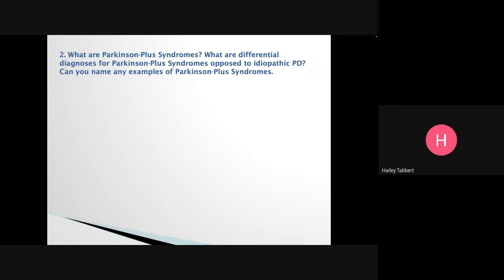So what are Parkinson's plus syndromes, and what are the different differential diagnoses for Parkinson's plus as opposed to Parkinson's disease? Does anyone know of any Parkinson's plus syndrome?